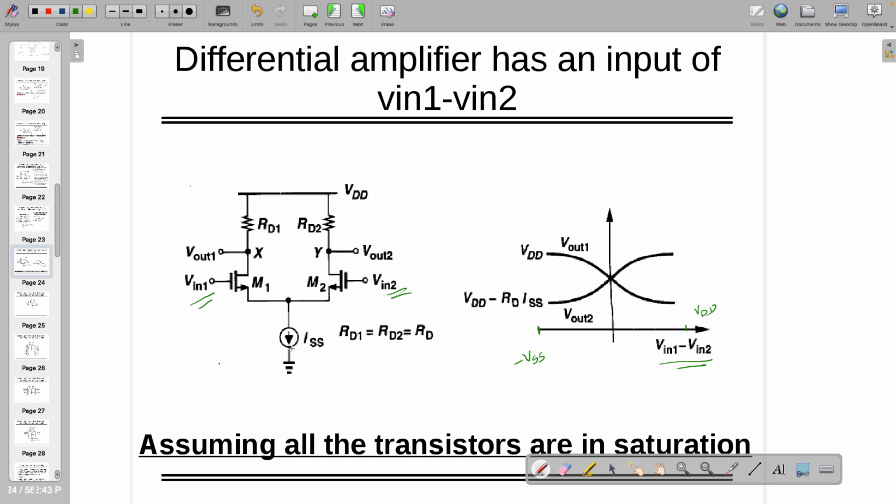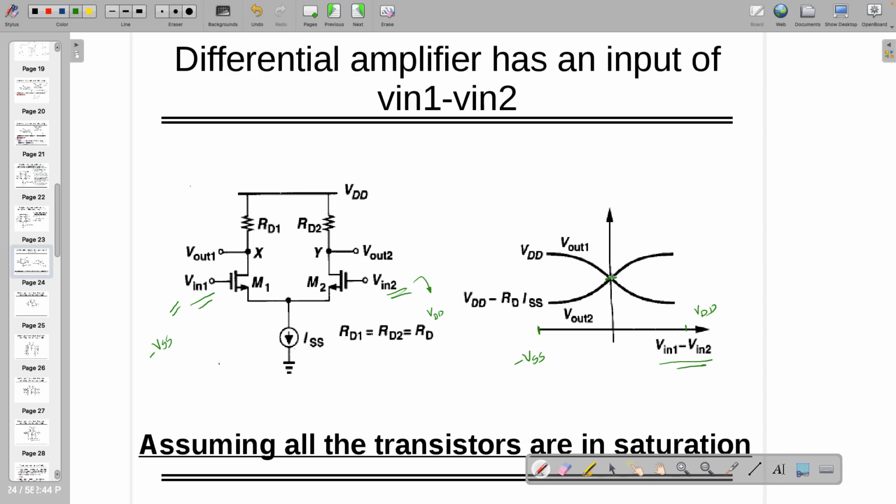VSS might be 0 also. In this case, it's 0. If you are doing that, understand it's 180 degree phase shifted. So if here I am applying exactly minus VSS, then the other side has to be plus VDD. It has to be on the other side. If you are doing this, then what's going to happen?